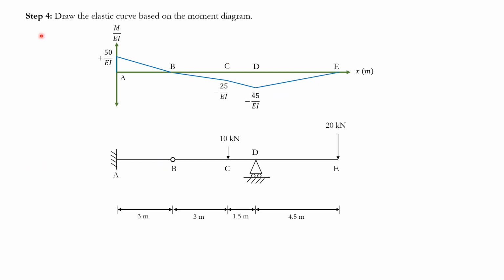And now that we have our moment diagram, we can actually draw the elastic curve as well based on the moment diagram. As you know, the elastic curve actually helps us a lot in the moment area theorem questions, because at the end of the day, moment area theorems are basically just a graphical method, right? So it's going to be very essential for us to know the elastic curve of the beam that we have. So how can we do that?